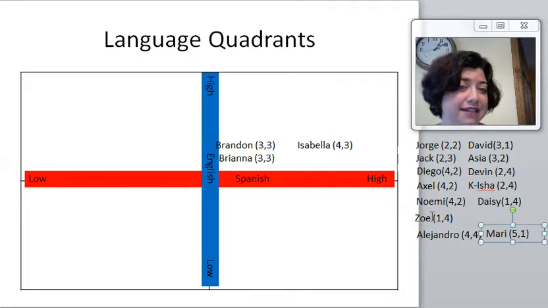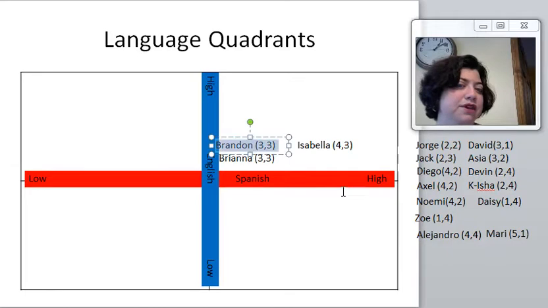So now I need to pair somebody with Zoe. So I have Brandon and Brianna, who are both 3-3s, and Isabella, who is a 3-4. So Zoe could be an expert in Spanish for any of these students, okay? But if I pull one of my 3-3s, they're going to be paired with Isabella, and they might not ever get a chance to be an expert. They might always be learning from Isabella. So I'm going to pull my 3-3s and put them together.